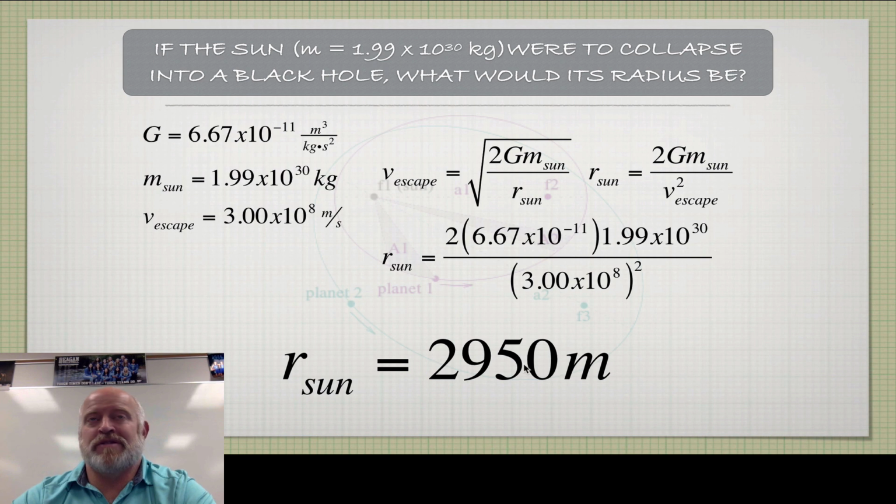What's 3,000 meters? It's about 1,700 yards in a mile. So it's not much more than a couple miles radius or a 4-mile diameter of this thing. So it'd be really, really small. But our sun doesn't do that. When our sun finally collapses, it won't collapse into a black hole. It'll become a white dwarf and kind of fizzle out over time. It's just not big enough to become a black hole, unfortunately.